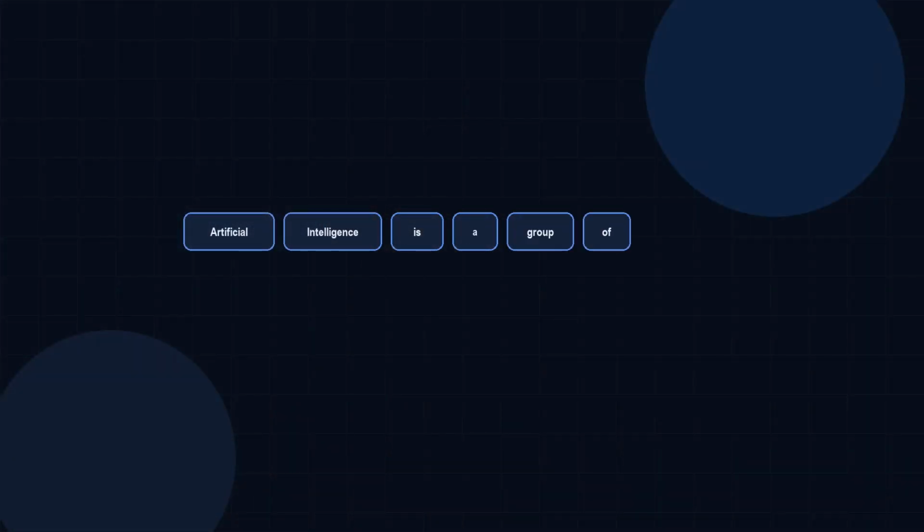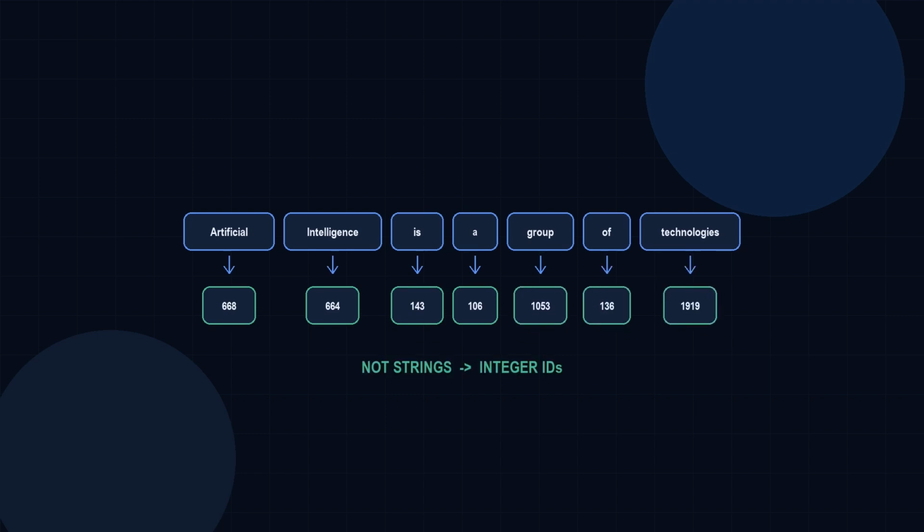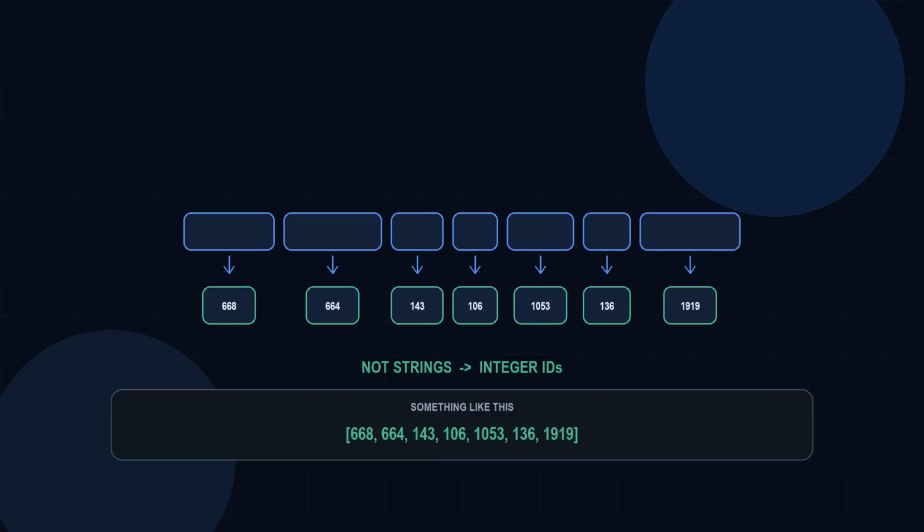Once the text is split into tokens, each token gets mapped into a unique integer from the vocabulary. Like artificial might become an ID, like 668, intelligence might become 664, and so on. What comes out of this process is not a list of strings, it's a list of integers, something like this. That is what the model actually trains on.